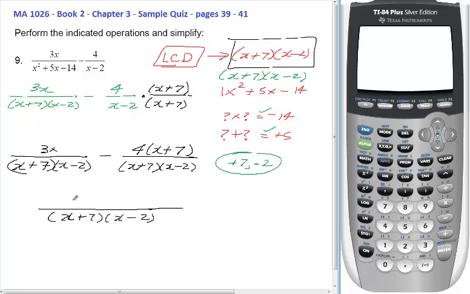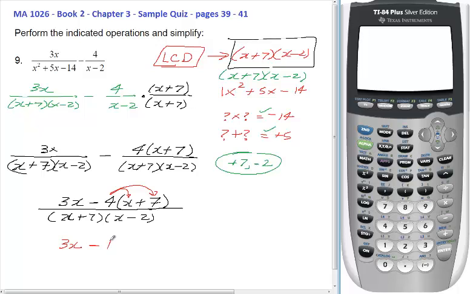Now be very careful on top. I'm going to get 3x, there's a minus sign, 4 times x plus 7. If a mistake is made in this, it's usually right here with the sign. When you're subtracting, be very careful with the sign, because when we do the distributive property, we're going to do minus 4 times x and minus 4 times 7. In other words, that minus sign distributes with the 4 if you remove those brackets.